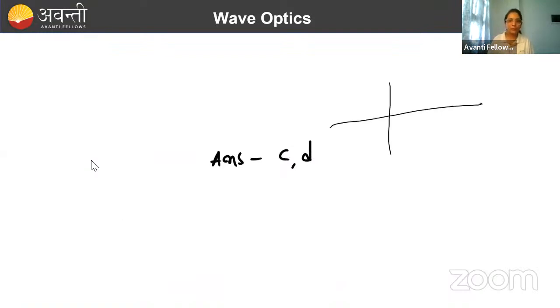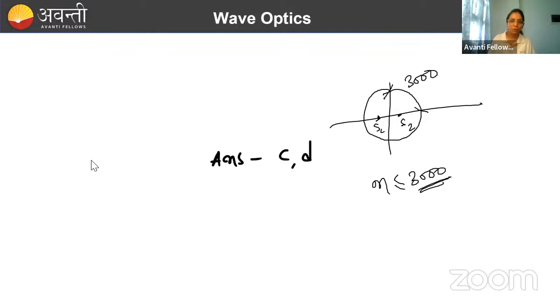One more thing I want to tell here. Suppose two sources S1, S2 are given like this, and it is asked to tell the total number of fringes you are going to get on this circular screen. So for the total number of fringes, in the previous question we calculated n less than or equal to something, we got some 3000. So in the first quadrant, how many fringes are we going to get? 3000. For the second also, again 3000. But in that 3000, this will also come into account now. So one we will have to subtract from here, right?